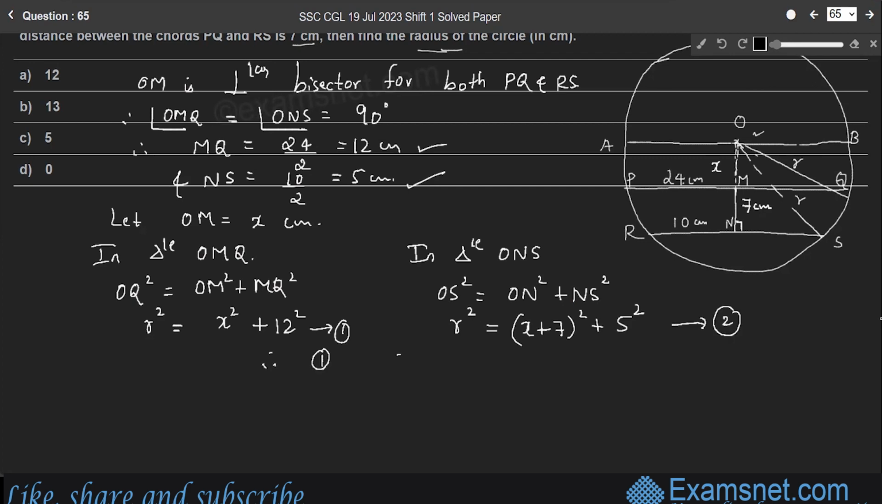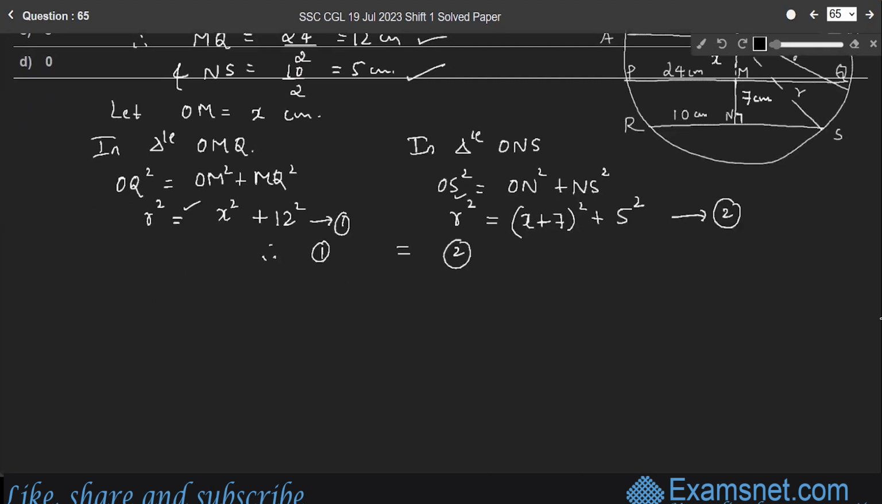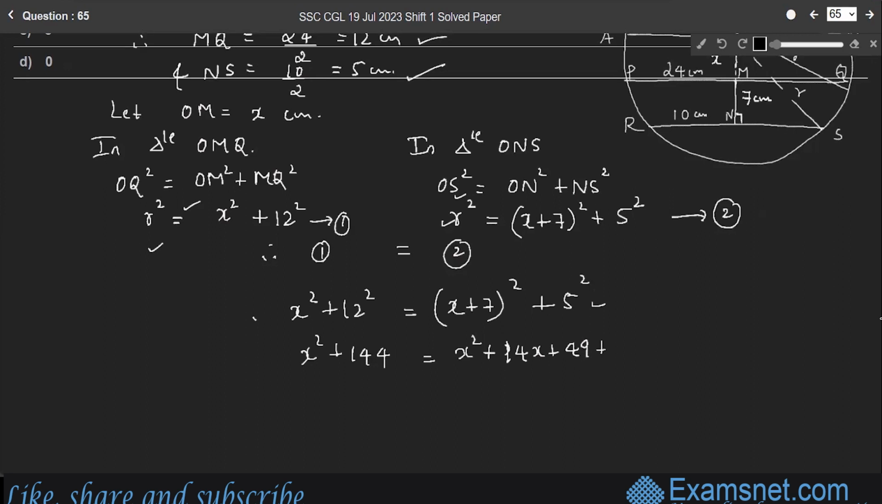Therefore, equation 1 is equal to equation 2. Both the equations are R square, so equate the right hand sides. So x square plus 12 square is equal to x plus 7 whole square plus 5 square. Before finding the value of R square, first we need to find the value of x. So x square plus 144 is equal to x plus 7 whole square, which is x square plus 14x plus 49, and the last part is square of 5, which is 25.